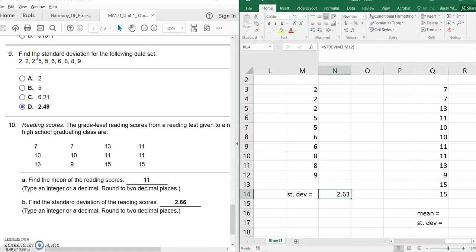I may have typed in one of the numbers wrong. 5566889. Well, sometimes the standard deviation, let's use this one, because I think we need to take n minus 1, so that's 2.49.